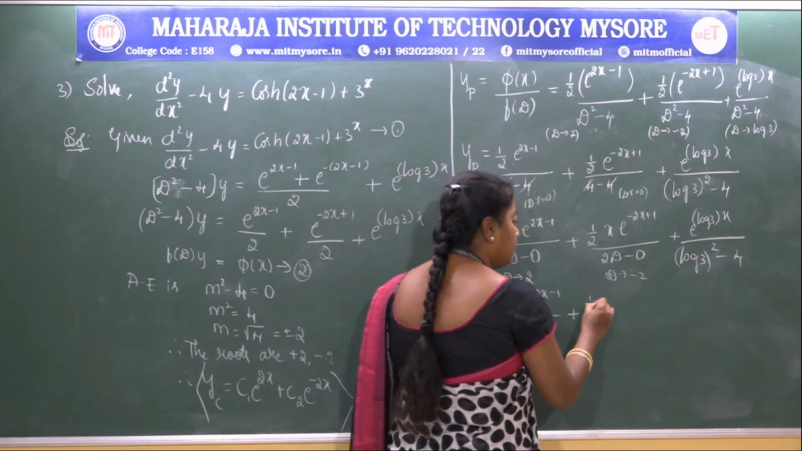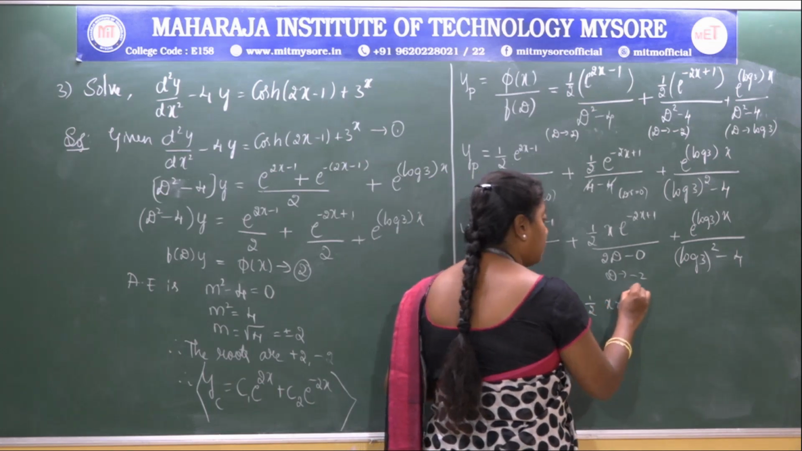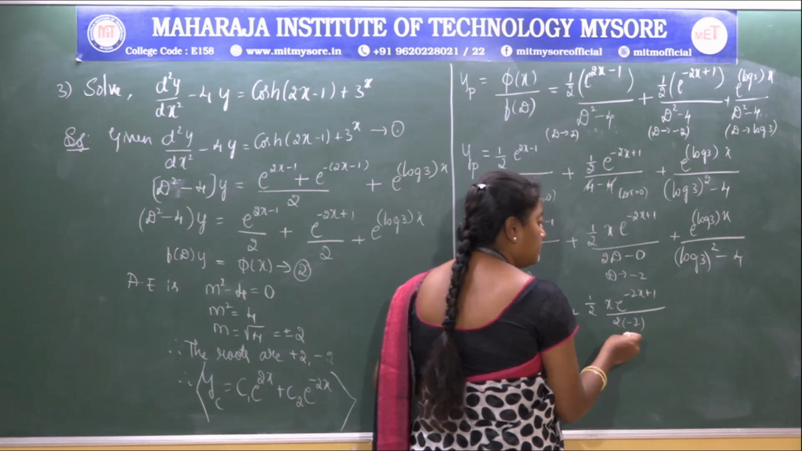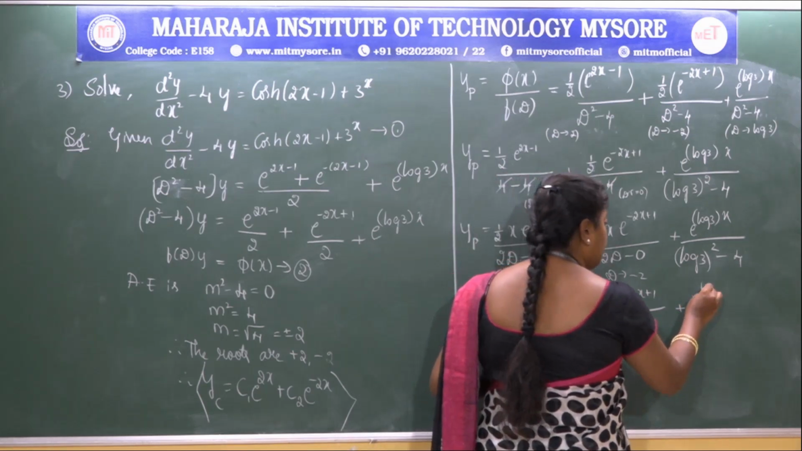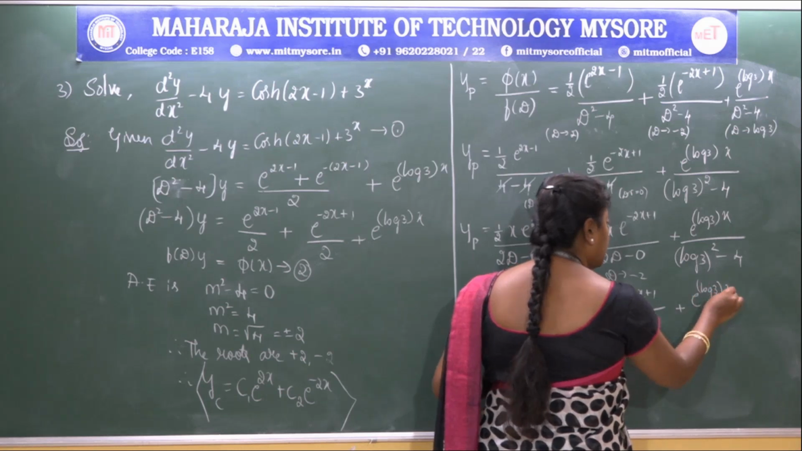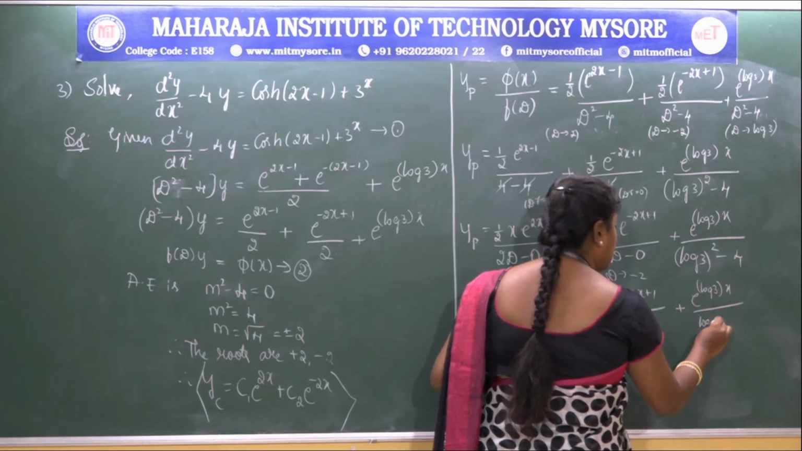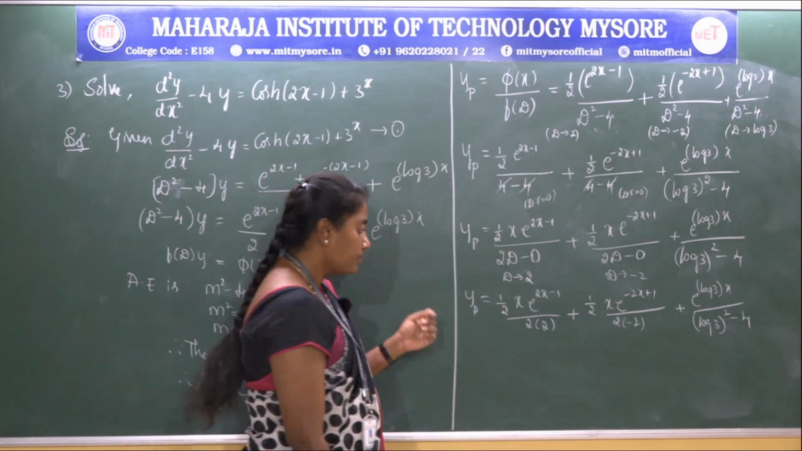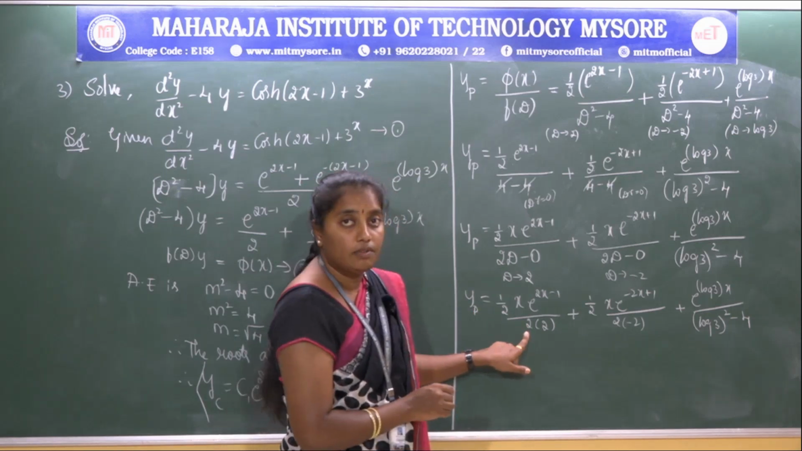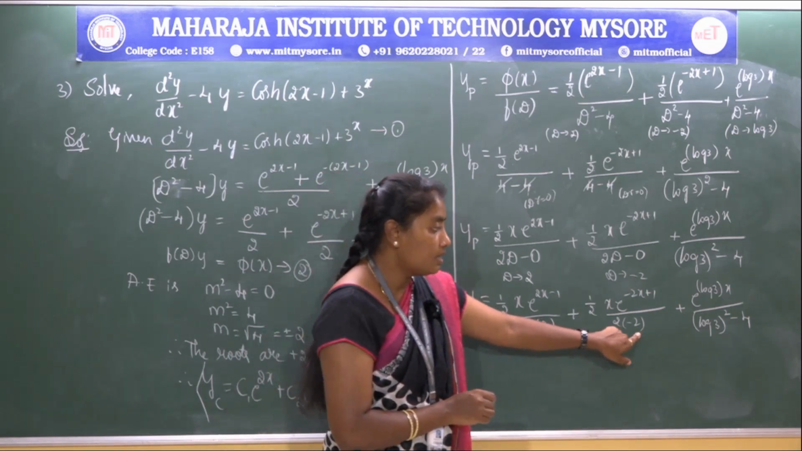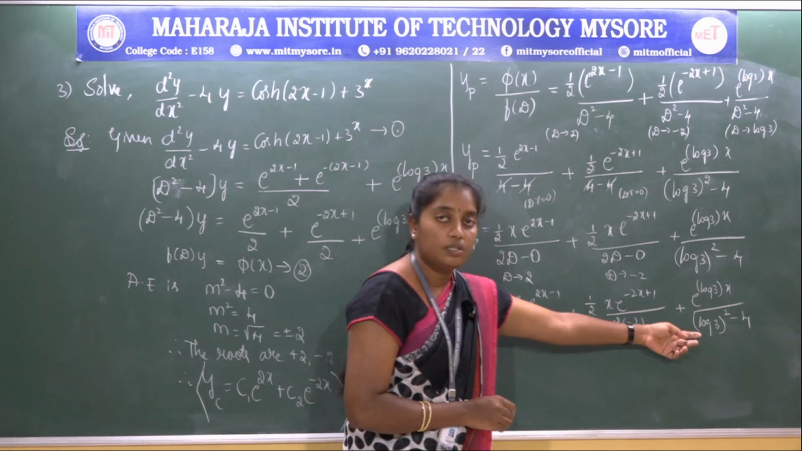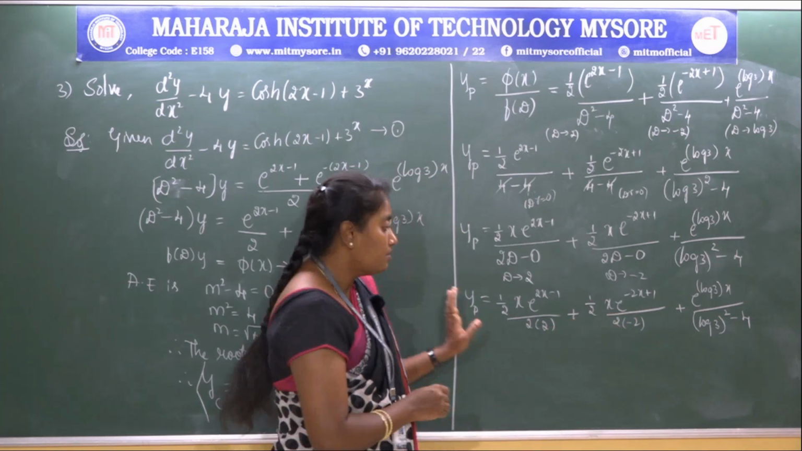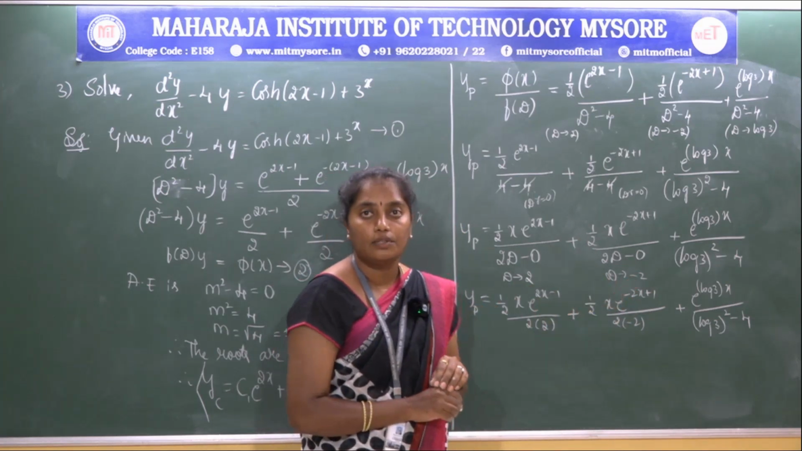Second term: 1 by 2 x into e power of minus 2x plus 1 divided by 2 into minus 2, and last term e power of log 3 of x by (log 3) whole square minus 4. So here the denominator is not equal to 0. This is equal to 4. This is equal to minus 4. And this solution is already completed. (Log 3) whole square minus 4 is not equal to 0. So that means this is the particular integral solution.